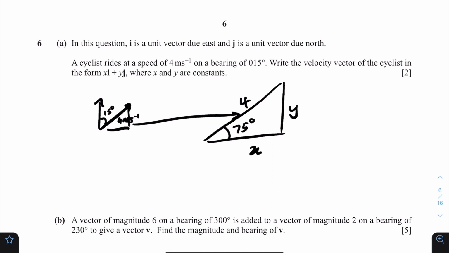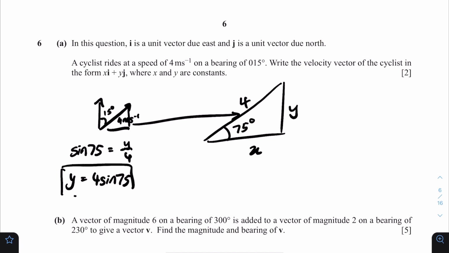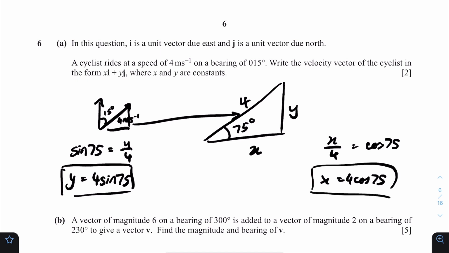So what we can do is use some trig rules. We know that the sine of 75 is equal to the opposite over the hypotenuse, which is y over 4 in this case. And therefore, y is equal to 4 sine 75. Same thing with x, just with cosine. So we know that x over 4 is equal to cosine of 75. Therefore, x is equal to 4 times cosine of 75. So it's 2 marks again, not much work to be done, and that's what x and y are. Now let's go to the next part.